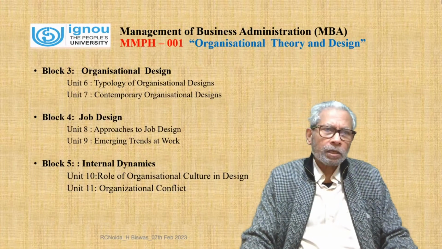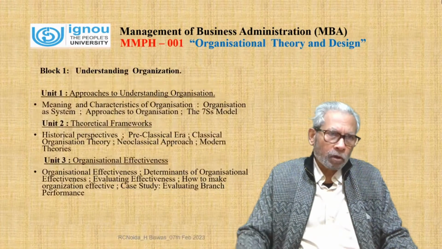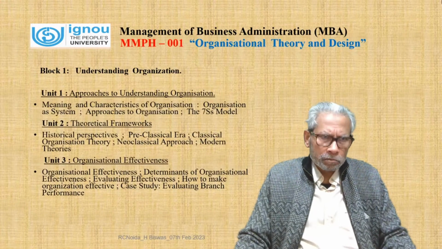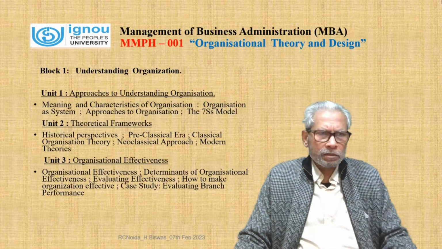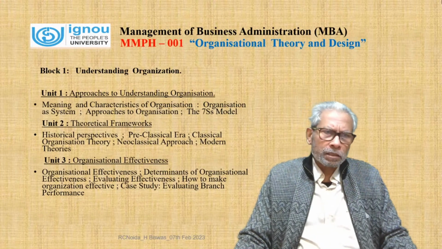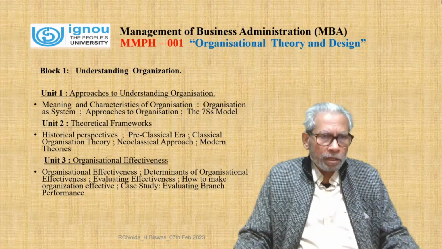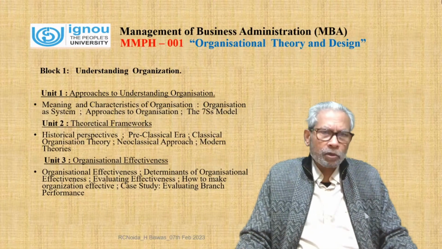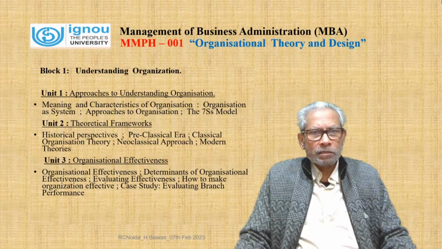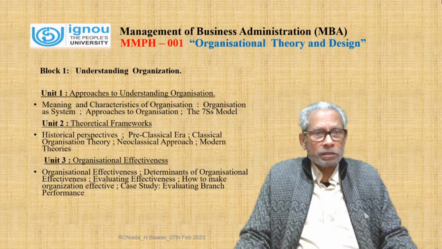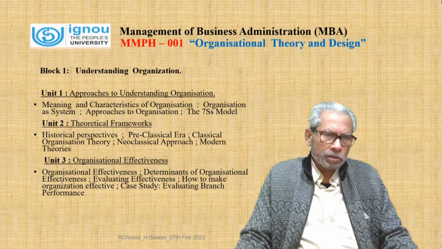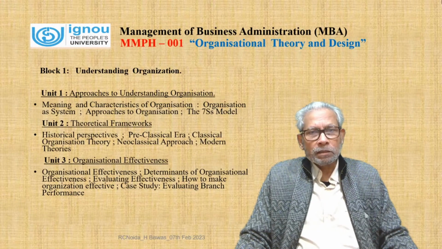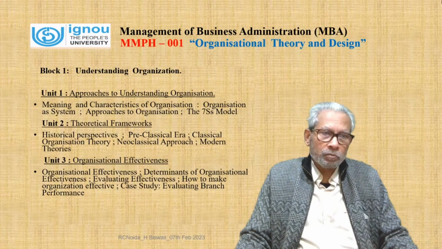So now today I have to discuss block 1. Within block 1 is the title understanding organization, and there are 3 units. In the first unit, approaches to understanding organization, we have to understand the meaning of organizations and the characteristics of organizations and systems, different systems like open system and closed system, then different approaches to the organization, and the McKinsey 7S model.